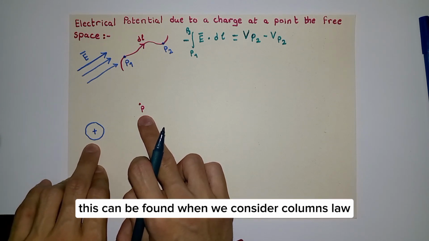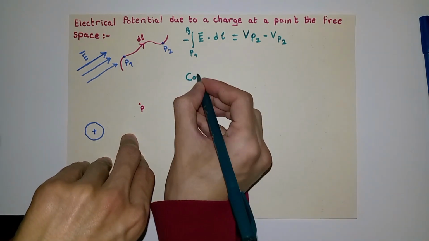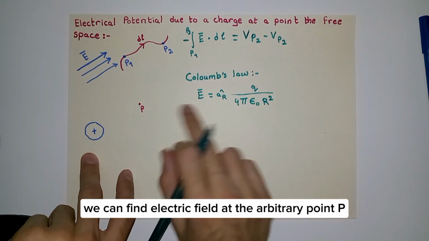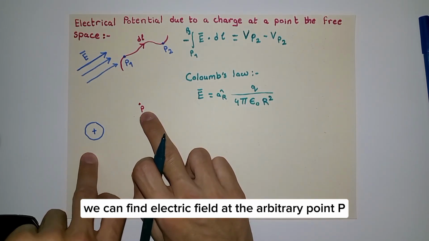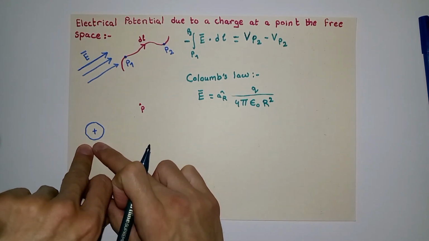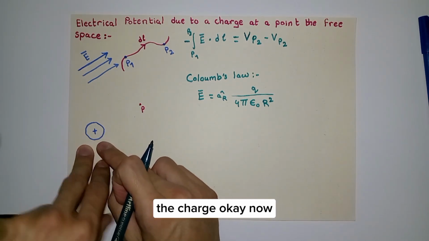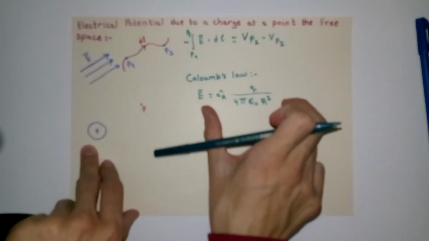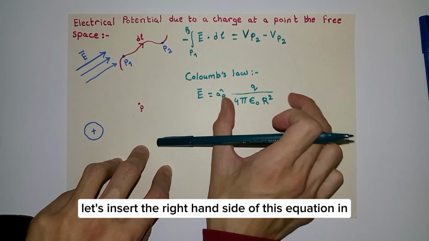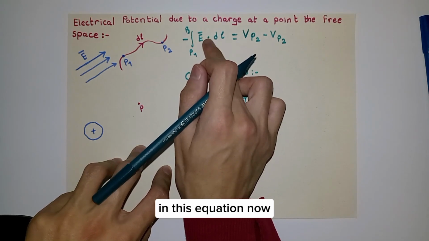This can be found when we consider Coulomb's law. Coulomb's law equation is... we can find the electric field at the arbitrary point P when we know the magnitude of the charge Q and when we know the distance between P and Q, the charge. Now let's insert the right hand side of this equation in the place of E in this equation.